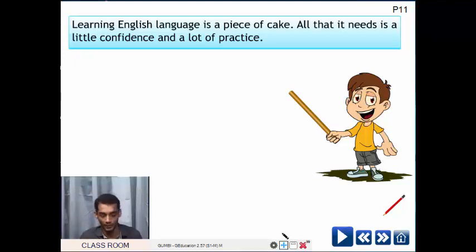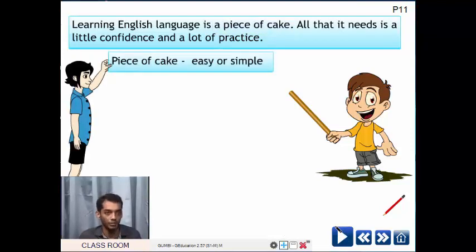A piece of cake means very easy. A piece of cake is very easy to eat, right? Yes. Very good. A piece of cake means easy or simple. Understood? It doesn't mean an actual piece of cake. A piece of cake means easy or simple. Understood? Yes.